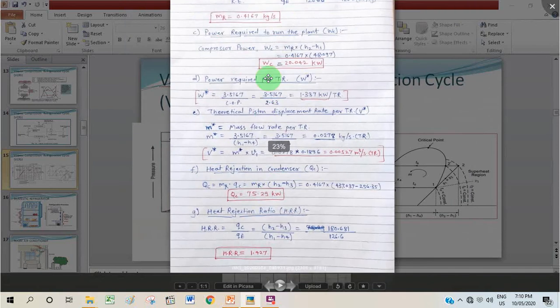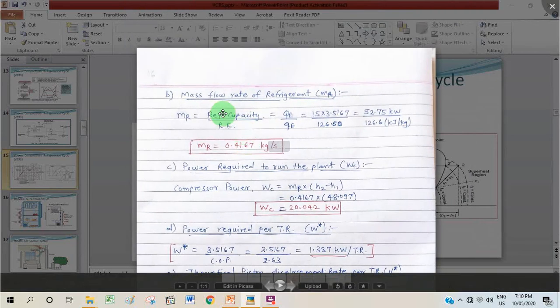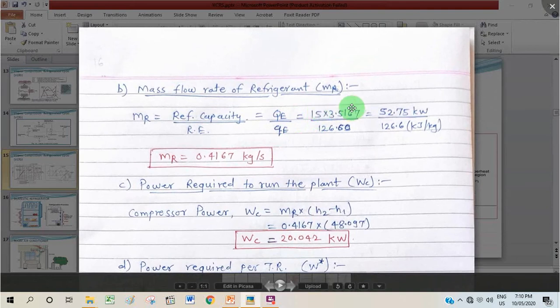Next part is mass flow rate of refrigerant. It is obtained by dividing the refrigerating capacity by the refrigerating effect. Refrigerating capacity is 15 tons of refrigeration, so 15 into 3.5167 turns it to kilowatt, 52.75 kilowatt, divided by refrigerating effect 126.6 kilojoule per kg, thereby obtaining mass flow rate as 0.4167 kg per second.